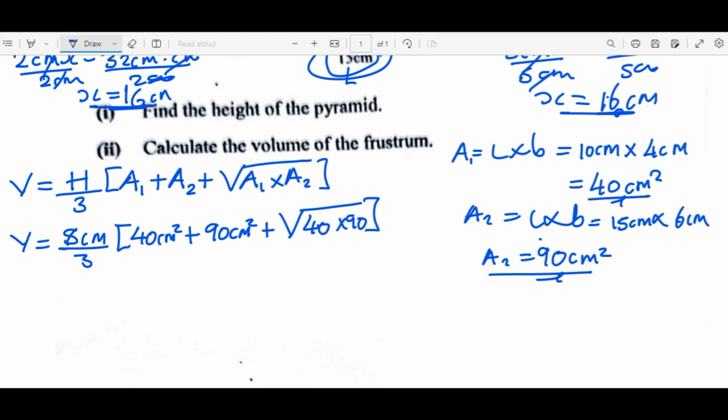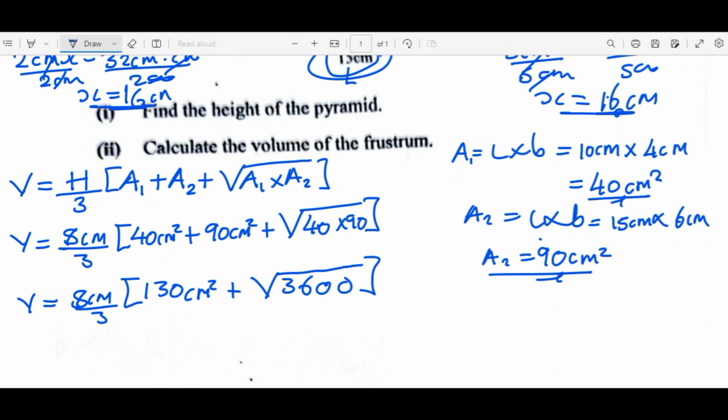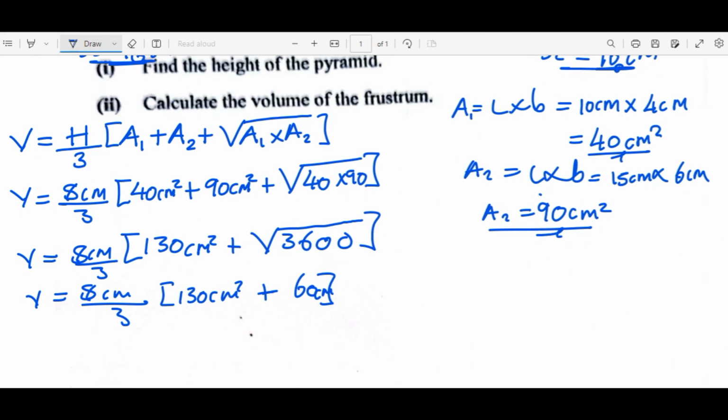So 8 centimeters over 3. 40 plus 90 is 130. Then 90 times 40, so we have 0, 0. 9 times 4, we have 36. What is the square root of 3600? It is just 60. So if let's say you don't have a calculator, the key to finding a square root of a number like this one, you get the first number, which is 36. The square root of 36 is 6. Then since you have 2 zeros, you get 1. So 60, then you add a 0, then that's your square root.